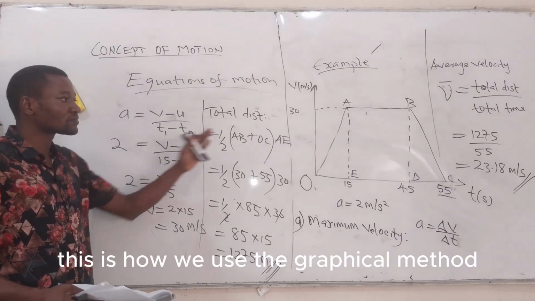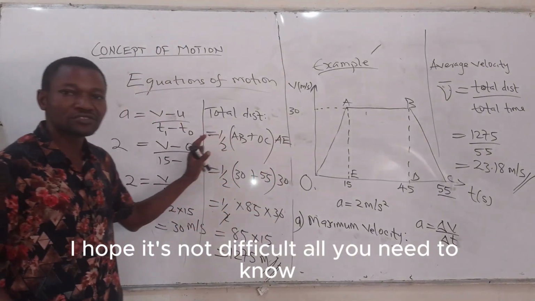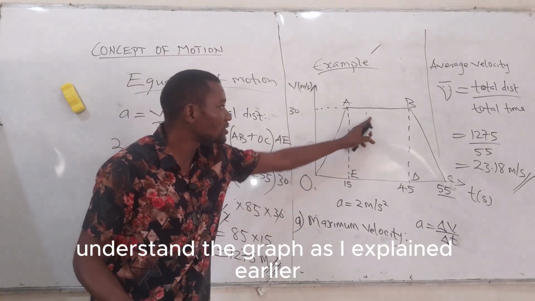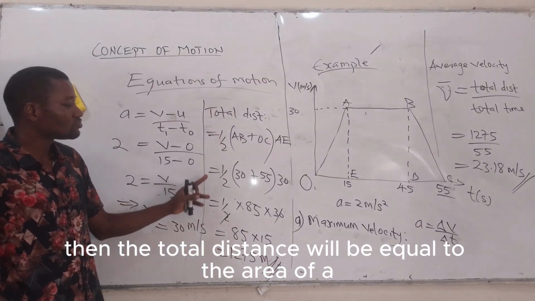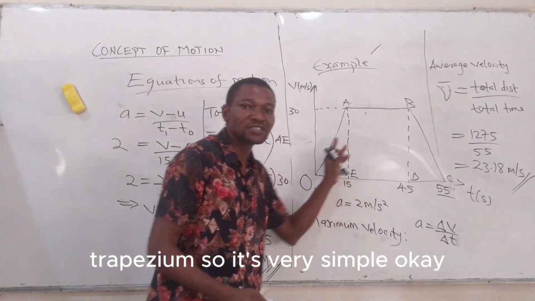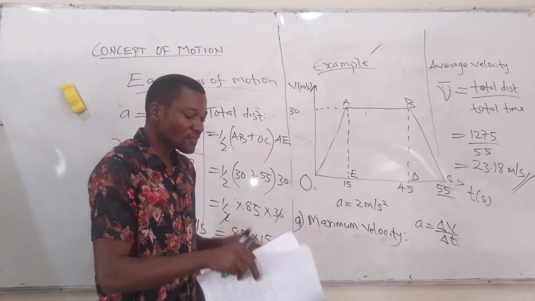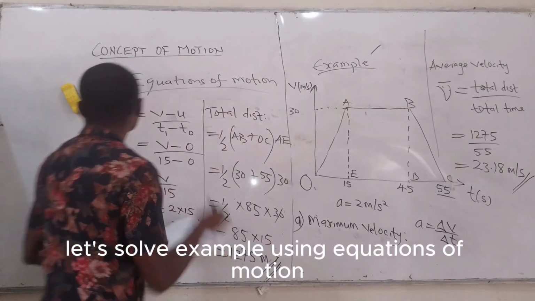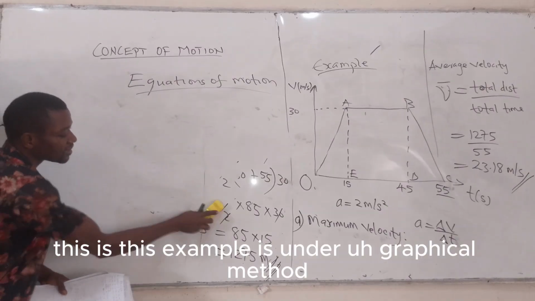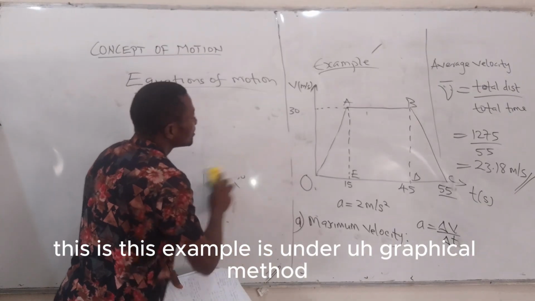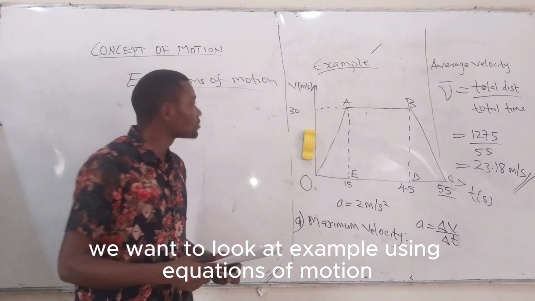So this is the graphical method. This is how we use the graphical method to solve problems in motion. I hope it's not difficult. All you need is to understand the graph as I explained earlier, then the total distance will be equal to the area of a trapezium. So it's very simple. Okay, let's use the equations of motion. Let's solve an example using equations of motion.